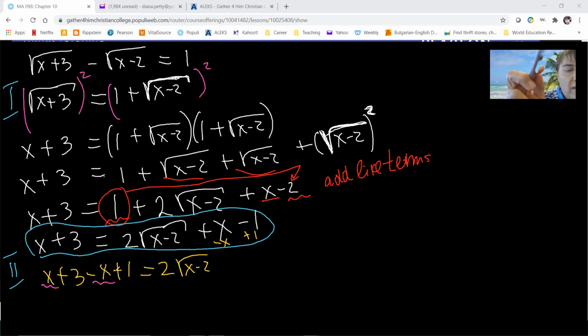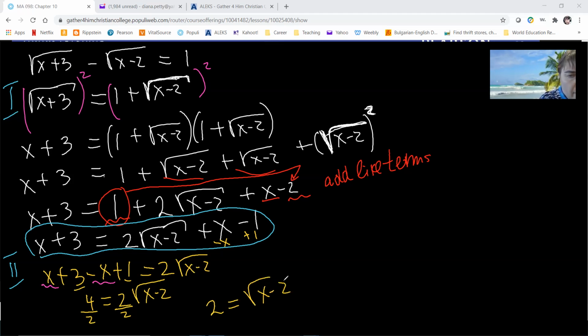Okay, make your life easier. So go back and continue. With yellow, this would be 3 plus 1 is 4, right? So 4 equals 2 square root of x minus 2. Now, if you divide by 2 it would make it easy. So I'm going to divide by 2. So it's 2 equals square root of x minus 2. Now we're at the final step. Square both sides, right?